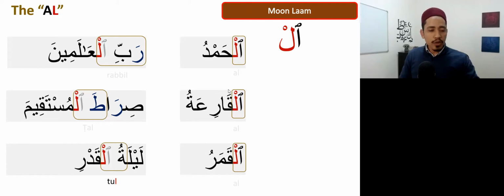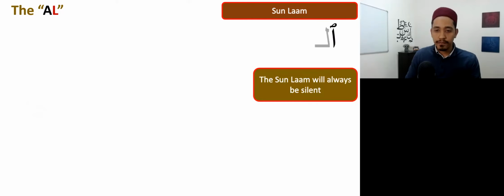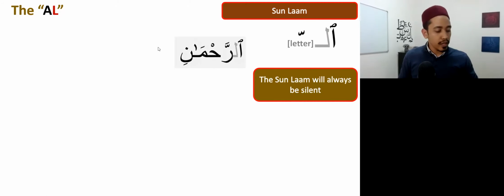The issue comes with the sun lam. This is where we need to focus. The moon lam will always be pronounced, no problems. The sun lam, on the other hand, will always be silent. Right? If you look over here, I made it gray to show it's silent, no markings, and there's a shadda on the next letter. So look at an example.